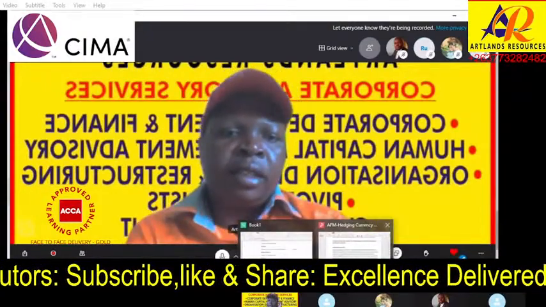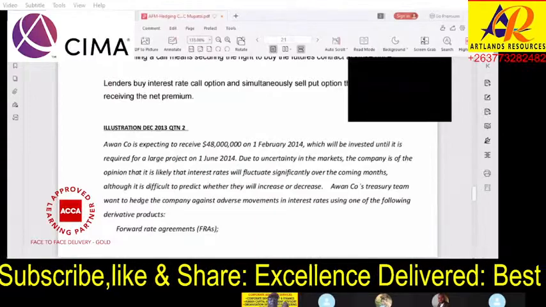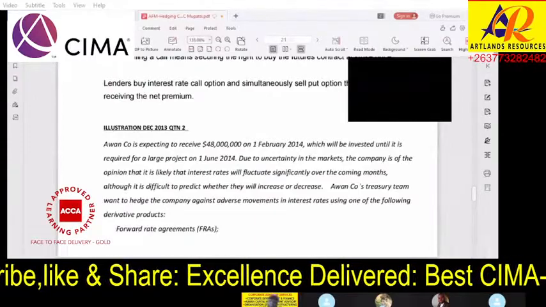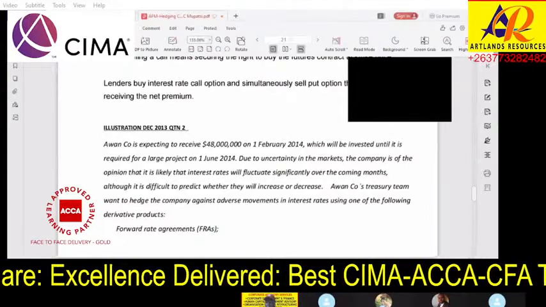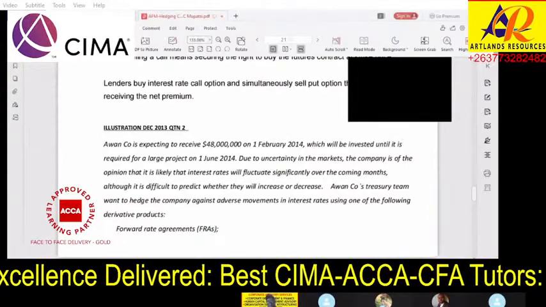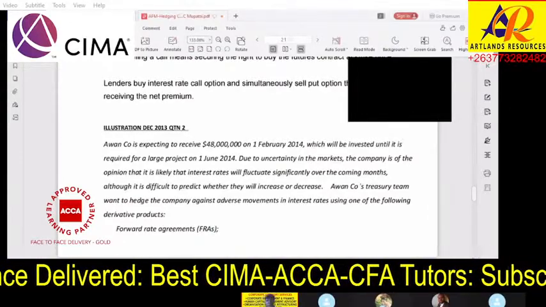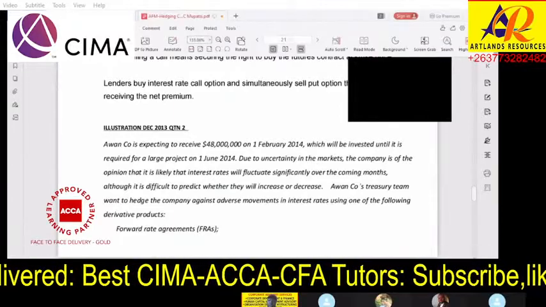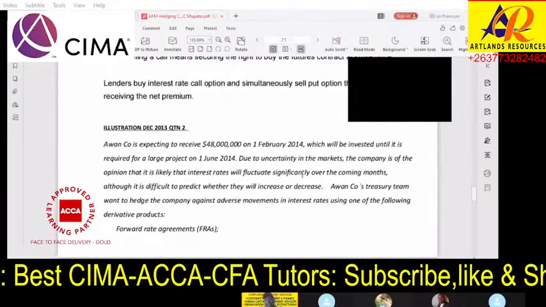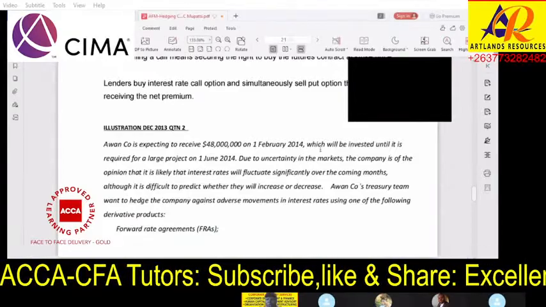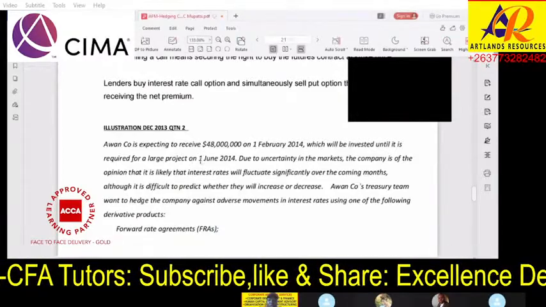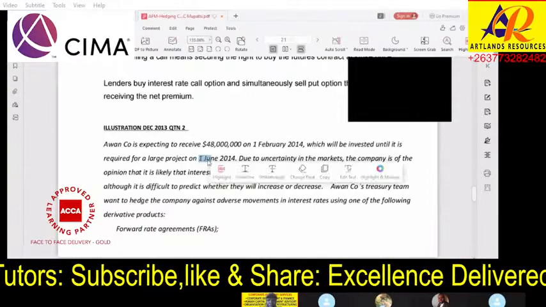Okay, so let us read the question. Our company is expecting to receive 48,000. So when you see that statement, it means this company is a lender, not a borrower. It is expecting to receive 48,000 on 1 February 2014, which will be invested until needed on 1 June.